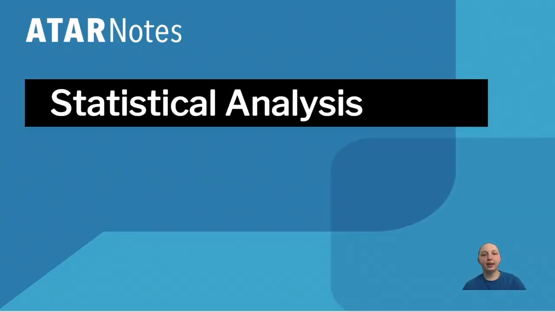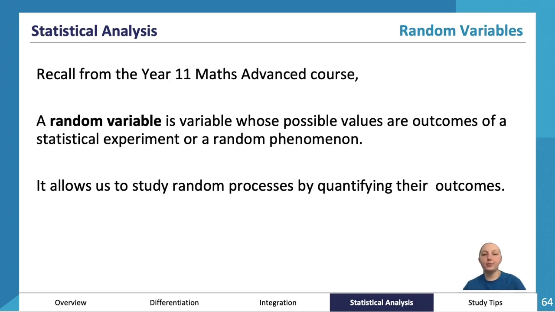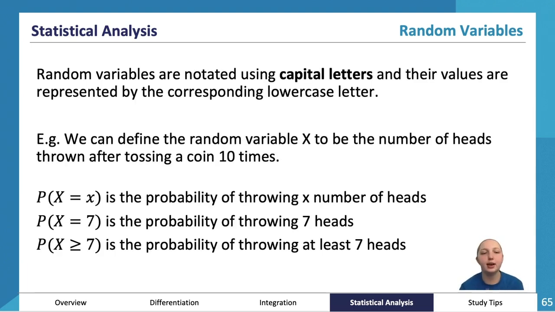So the final content bit before we look at some study tips for today is about statistical analysis. From year 11, hopefully you remember that a random variable is a variable whose possible values are outcomes of a statistical experiment or a random phenomenon. Essentially, random variables allow us to study random processes by quantifying their outcomes. That's a little bit wordy, so we'll have a little more of a look at random variables. Random variables are notated using capital letters, and their values are represented by the corresponding lowercase letter.